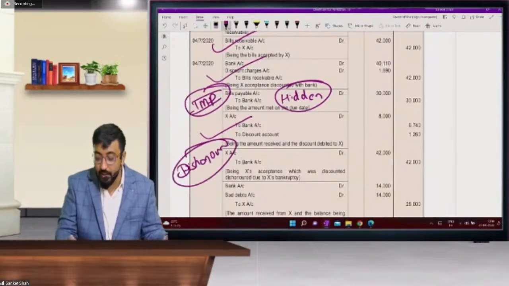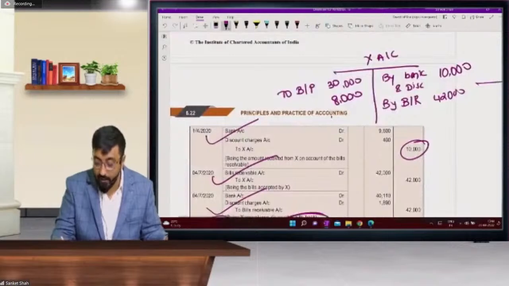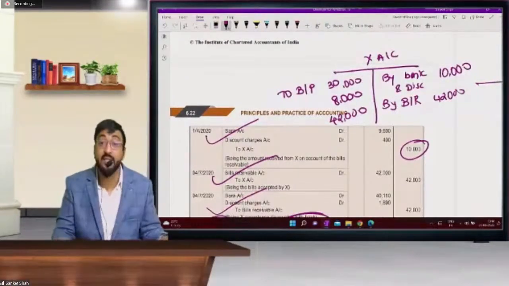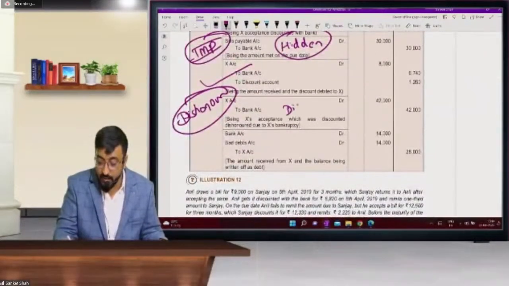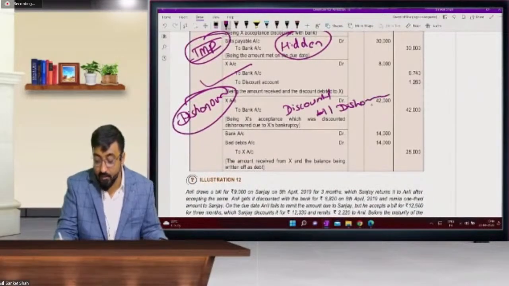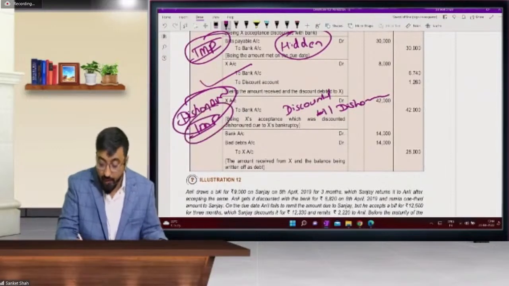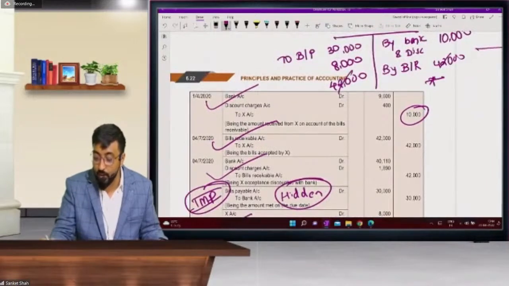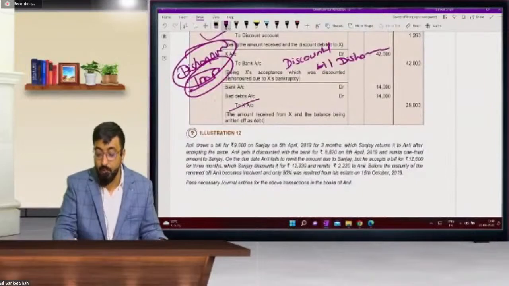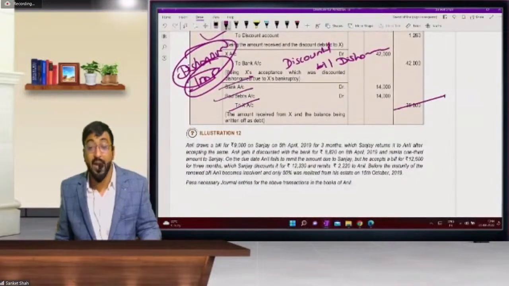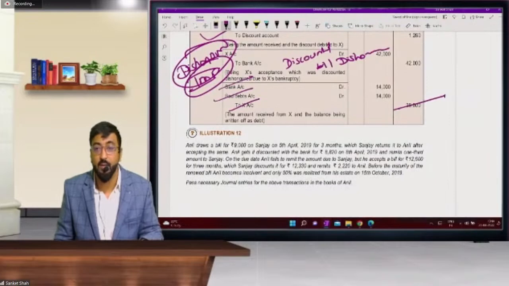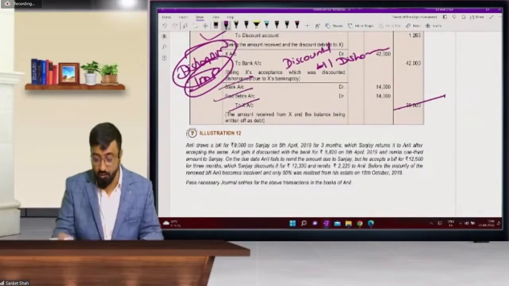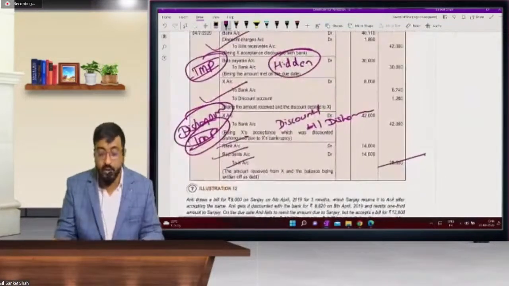X account debit to bank. Dishonor entry, X account debit to bank, discounted bill dishonor entry. This is a very important entry. And finally, bank account debit, balancing figure. 42,000 गए, 28,000 is a balancing figure. Bank account debit, bad debts account debit to X account, 14,000 and 28,000. Two entries are important: dishonor entry and payment entry.